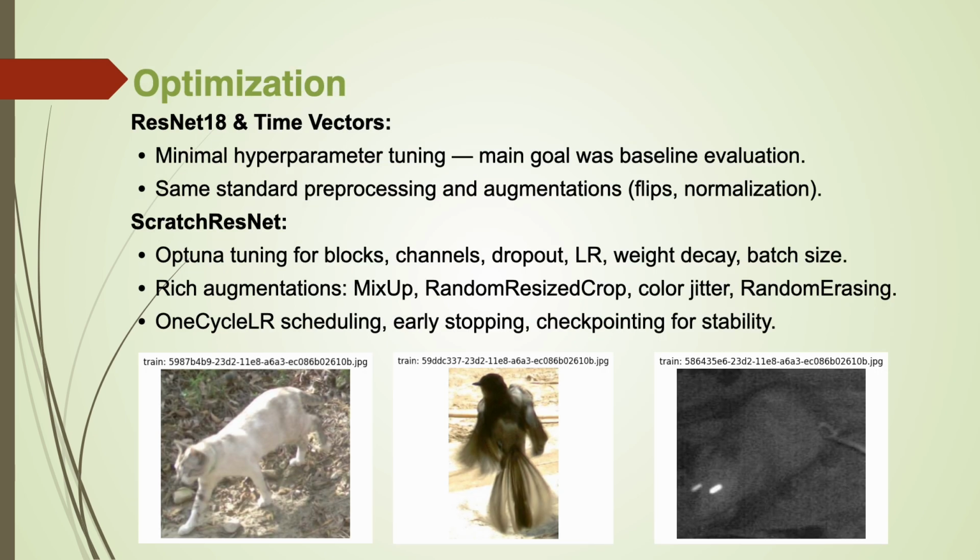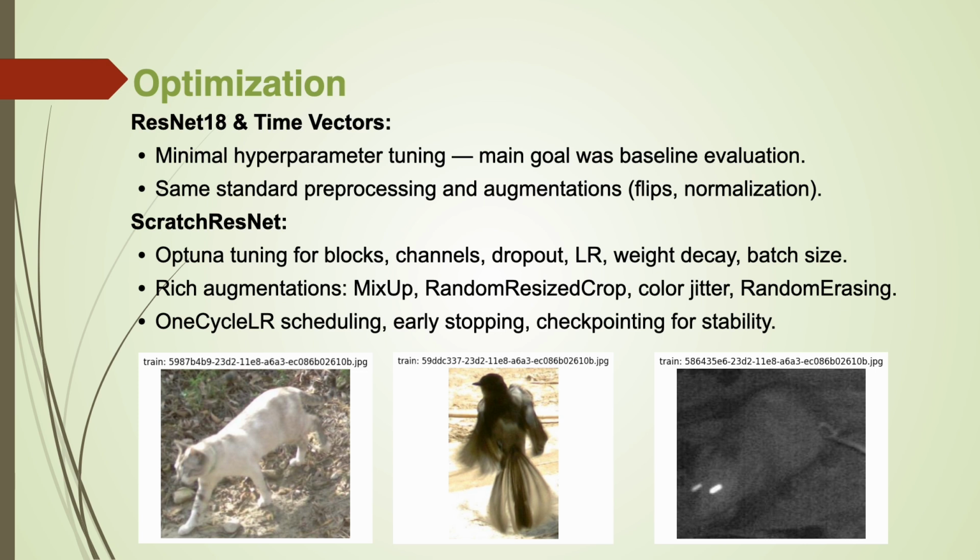For optimization, we approach the ResNet 18 models and ScratchResNet very differently. For ResNet 18 and the time vectors variant, our main goal was to establish a baseline. So we kept hyperparameter tuning minimal. We applied the same standard pre-processing and simple augmentation like flips and normalization, just enough to make fair comparisons without overcomplicating the setup. For ScratchResNet, because it was built entirely from scratch, we needed a more thorough approach.